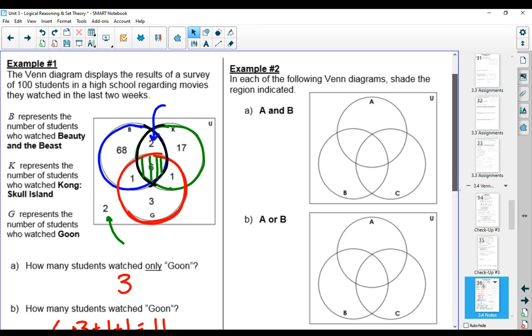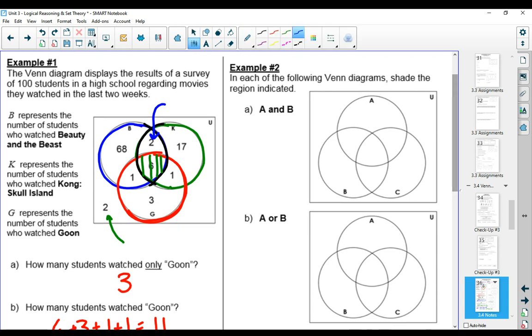So the first question here, it says, where is A and B? Well, I want to know where A and B overlap, and so this time I'm just going to shade the region. So A and B would involve those 2 pieces there. So the circle A is here. The circle B is here. And where those 2 circles overlap is the blue section.